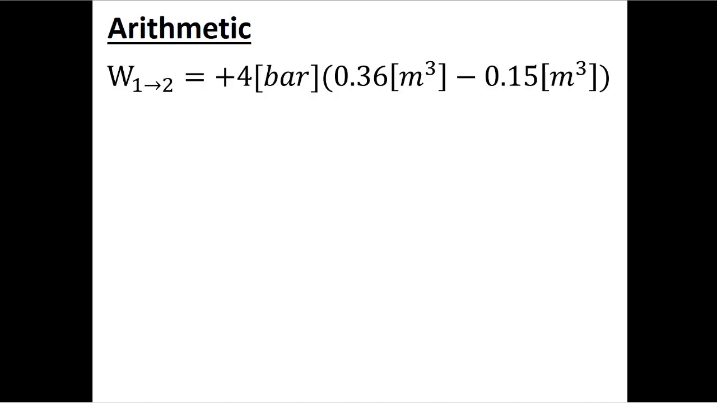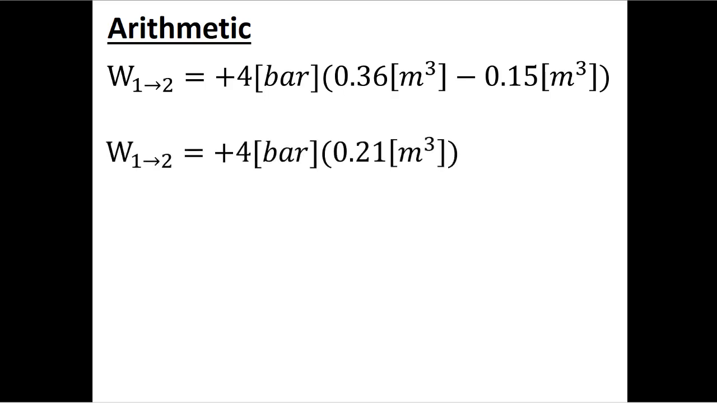So now we have an equation and we know all the information. So I can put my pressure in here as 4 bar, multiplied by the change in volume, and my volume is given in cubic meters. Notice that I'm keeping the units in all of my calculations here because I want to make sure that I don't mess up the units and get some kind of answer that doesn't look very physical. So here I see that I have 4 bar multiplied by 0.21 cubic meters.